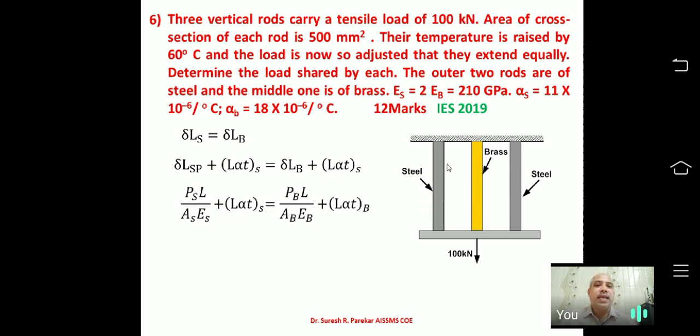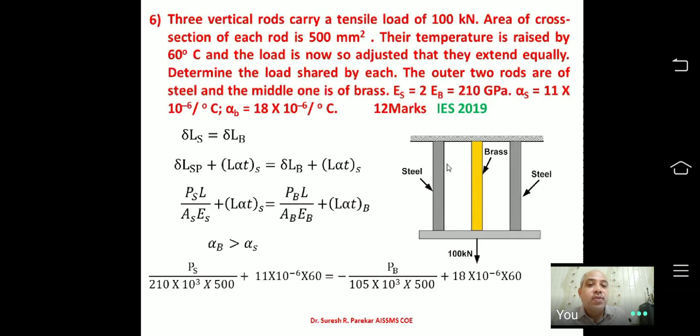Now you can see over here. PS L upon AS ES plus L alpha T of steam equal to PB L upon AB EB plus L alpha T into B. Now alpha B is greater than alpha S, so what will happen? Now just check it. My value of PB we have considered as compression, and therefore we have taken that term as minus.